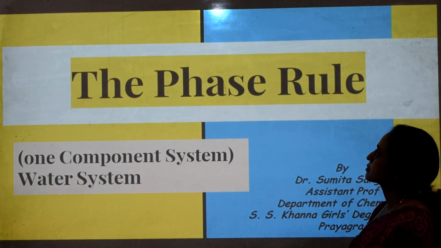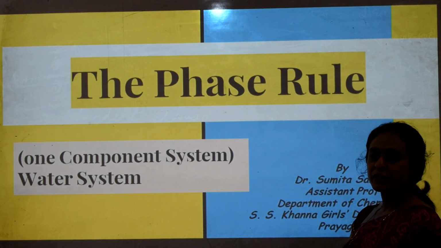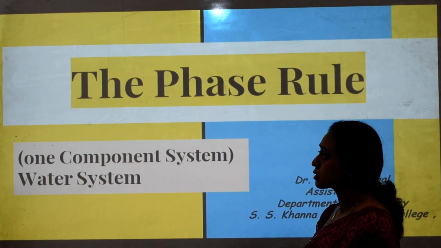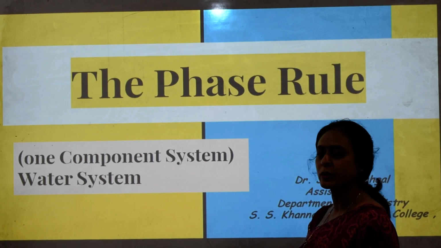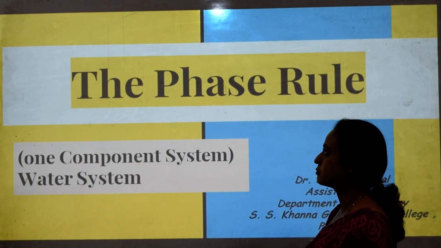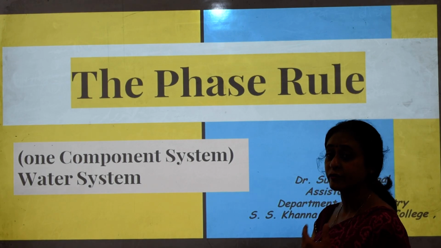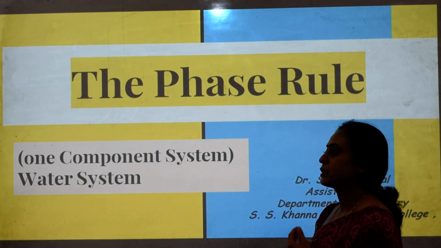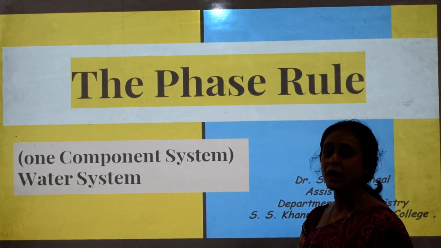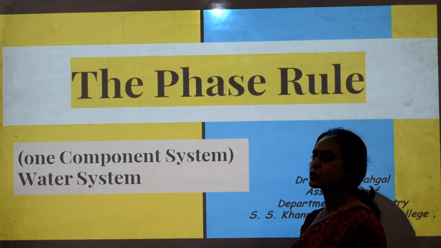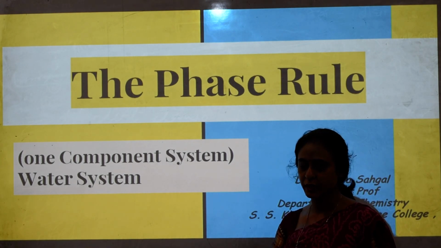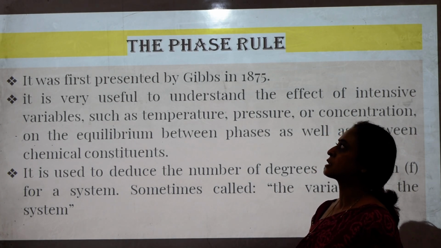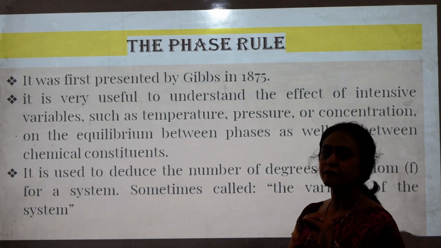Today my topic is the phase rule. We actually have to concentrate on one component system, that is the water system. But before we switch to this particular one component system, we must know what the phase rule is and what the terms included in it are, for example, component, degree of freedom and phases. All these things we have to take into account. So first of all, without wasting time, we should start with the phase rule.